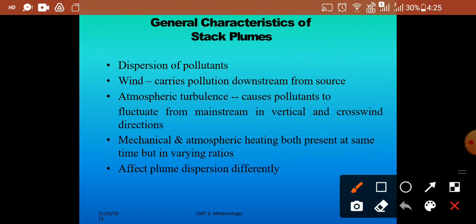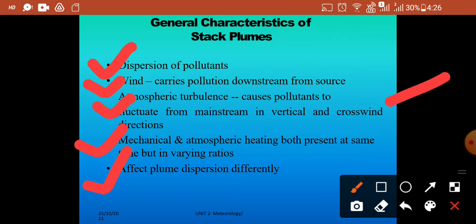Next, coming to the general characteristics of stack plumes, the first one is dispersion of pollutants. Second, the wind carries pollution downstream from the source. Third, atmospheric turbulence causes pollutants to fluctuate from the mainstream in vertical and crosswind directions. Fourth, mechanical and atmospheric heating are both present at the same time but in varying ratios. Fifth, it affects the plume dispersion differently.